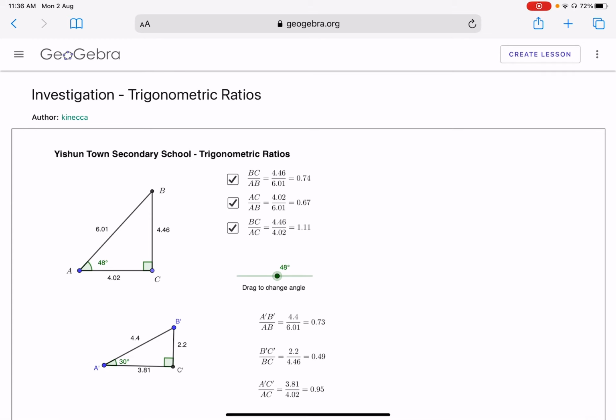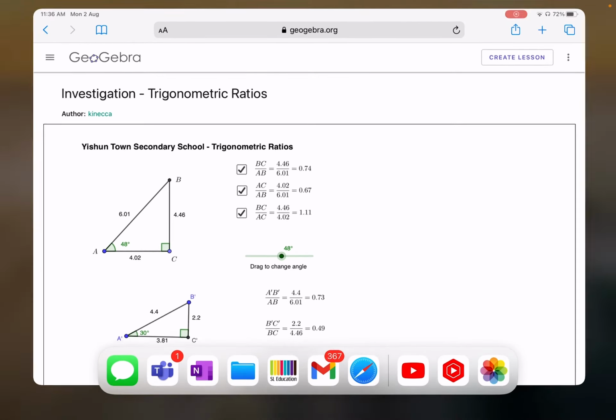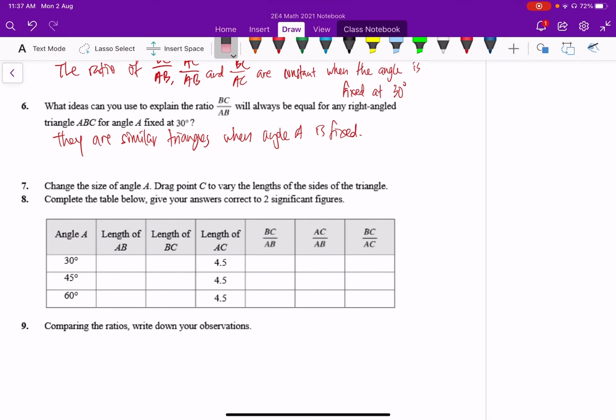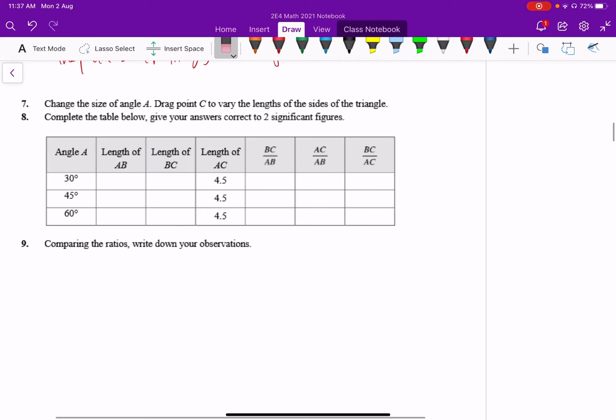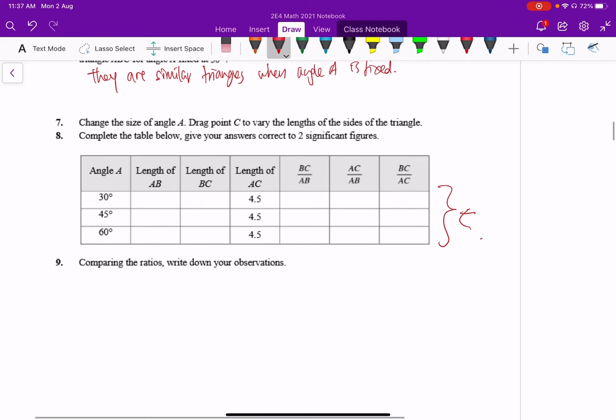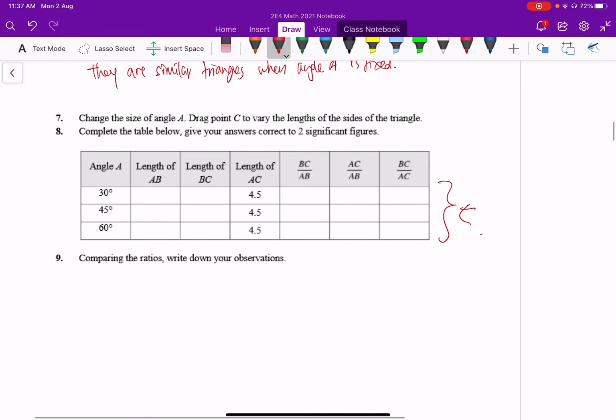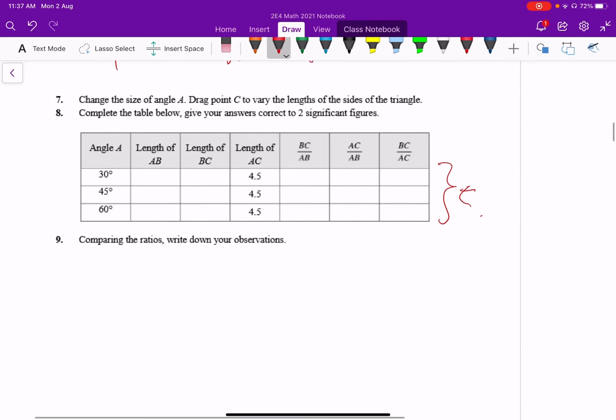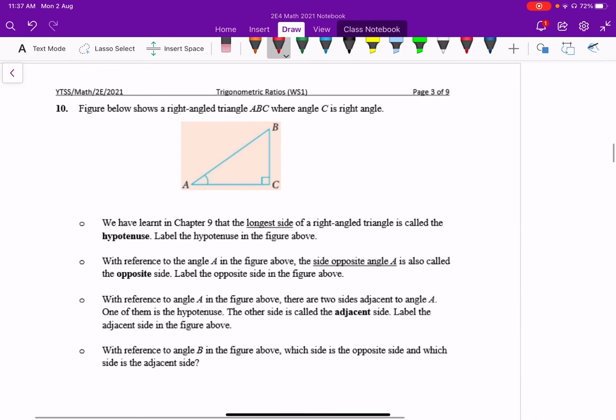So you try to fill in the table according to the requirement here, and then tell me what you see. What do you notice about the ratio? I want you to try it, and later we will come back to this. We will move on to the next part first.